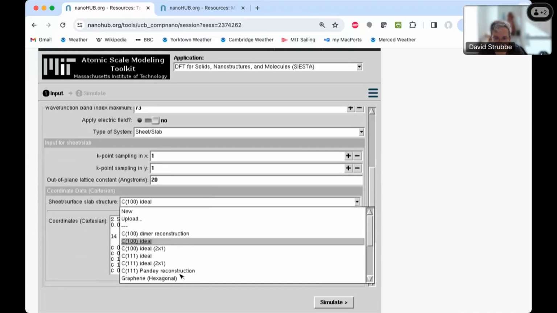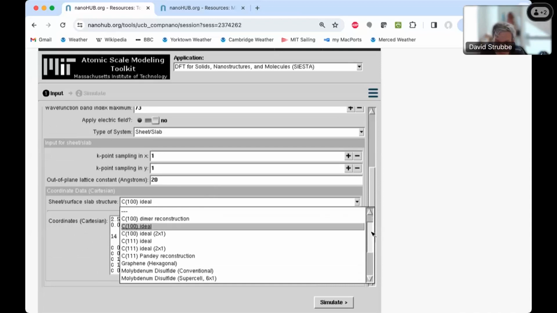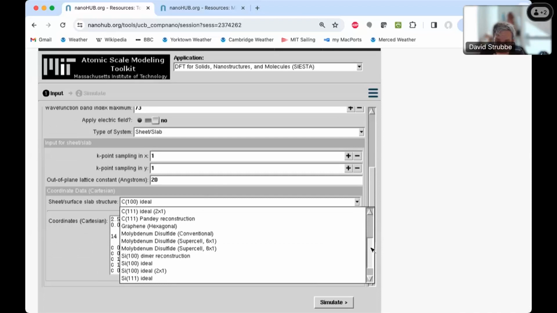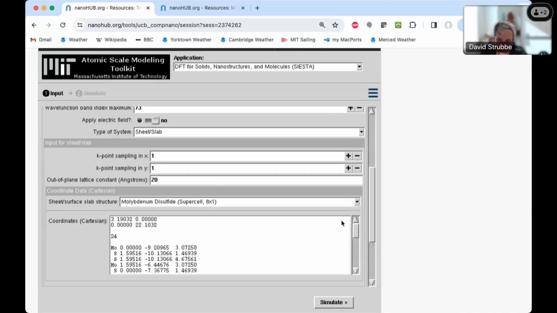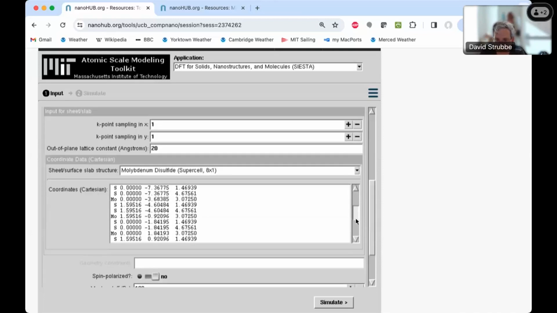And then here's the key point. Among a bunch of different examples, including some diamond and silicon surfaces, we're going to choose molybdenum disulfide supercell 8x1. And now this is a pure MoS2 structure all set up nicely for us. All we need to do now to turn this into MoS2/MoTe2 is this: it's all ordered, so 8x1, there are 8 unit cells here. We're going to leave the first 4 as MoS2, and then we're going to make the last 4 be MoTe2. So I just need to go in here and do a little typing.